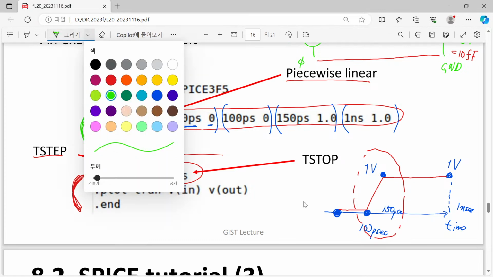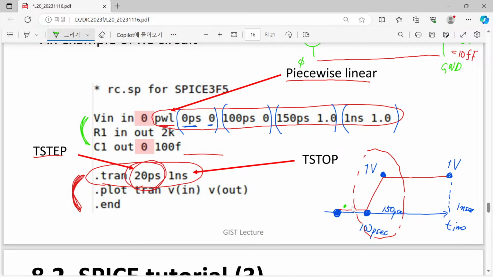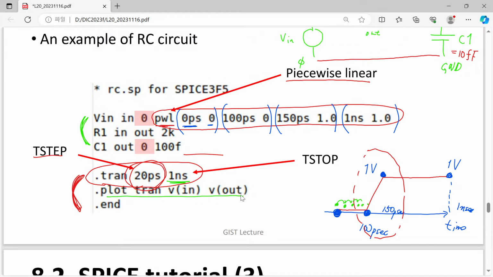So what is 20 picosecond in this case? That will be the time step for our circuit simulation. Of course, it always starts from 0, and then jumps, jumps, jumps in this way. It ends at 1 nanosecond. After that, you can plot the output here. So if you have any question, then please let me know.